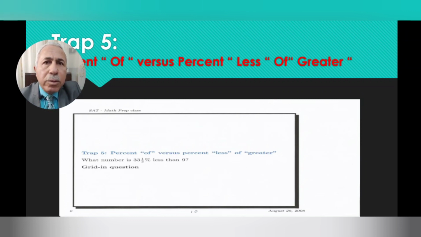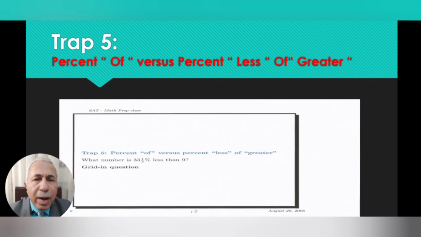Let's start now. Talks about trap number 5. Percent of versus percent less or greater. Be careful. Reading the question is very important. Today's traps are very tricky. So we have to know how to read the question very well.